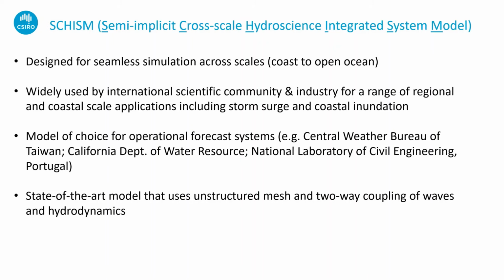Okay, so the model that we're using is called SCHISM, an acronym for a very long name, which is the semi-implicit cross-scale hydroscience integrated system model. Within that name, the cross-scale part is important because it's designed for seamless simulation across spatial scales from the coast to the open ocean. It's widely used by the international scientific community for many coastal applications, including storm surge and coastal inundation. Just an aside, it's a model of choice for operational forecast systems in several countries, including Taiwan and Portugal, and also in California. So it's a state-of-the-art model that uses an unstructured mesh and two-way coupling of waves and hydrodynamics.